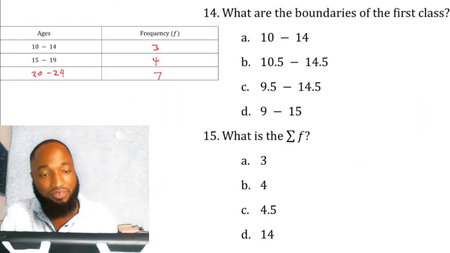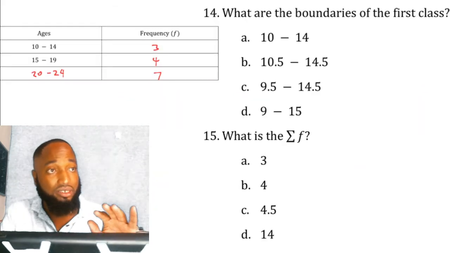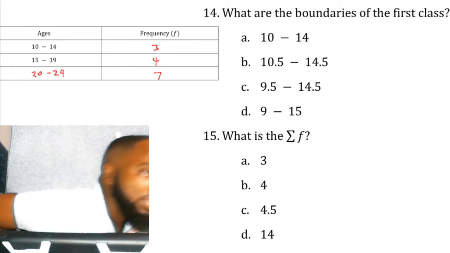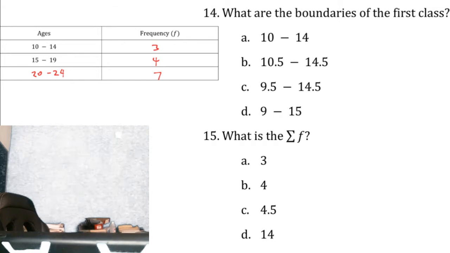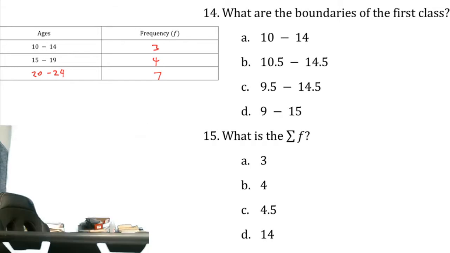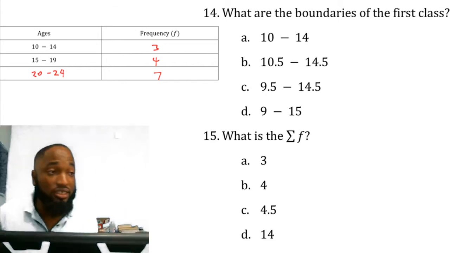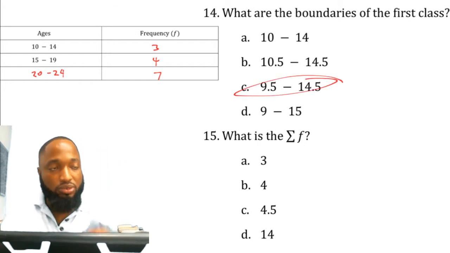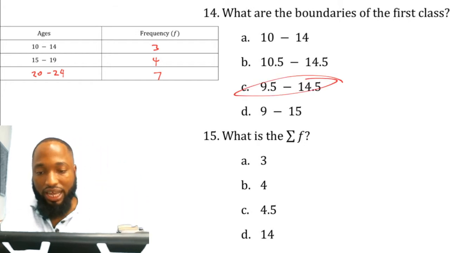So when they ask you for boundaries, and they do a lot, they'll try to test the difference between class limits. Let me turn on the light again, it's kind of dark inside here. When they ask you this question, you're ready for them. So this is boundary. When they ask for limit, they actually just want 10 and 14.